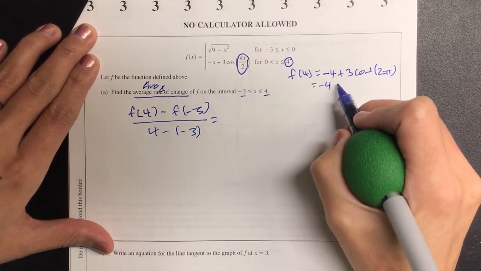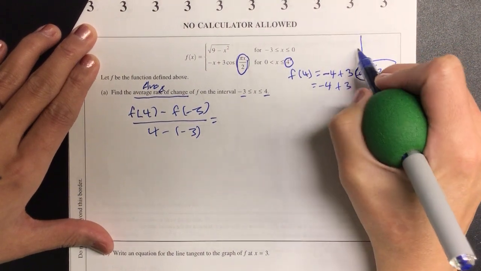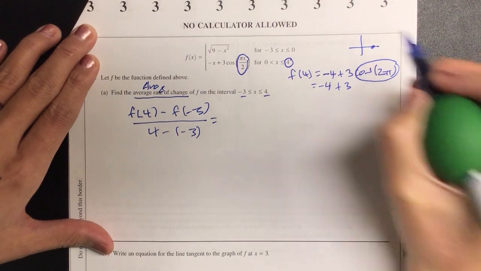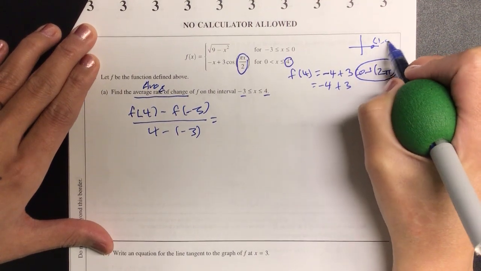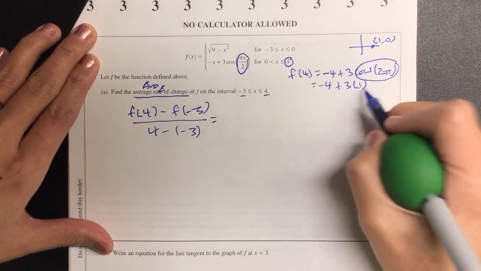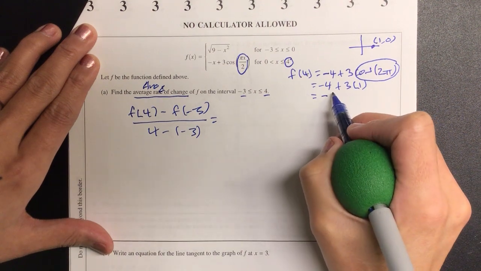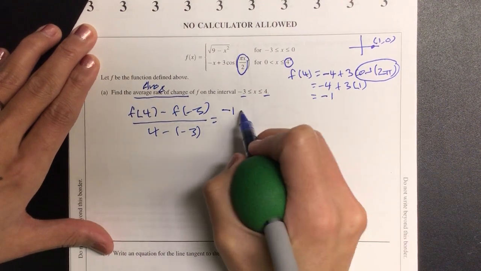-4, then I have my 3, and I want to focus on this guy right here. 2 pi is located here, and the ordered pair of that is (1, 0). Is my cosine the x or the y movement? It is the x. So we have times 1. So that tells me my f of 4 has to be negative what? Very good. So here's my -1, minus.